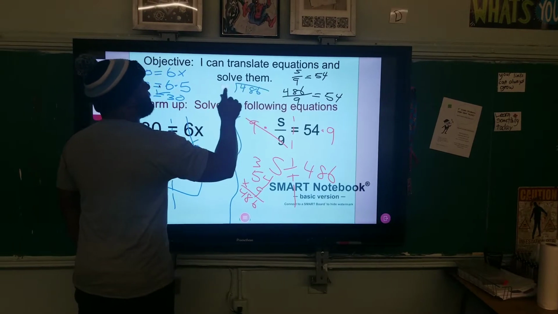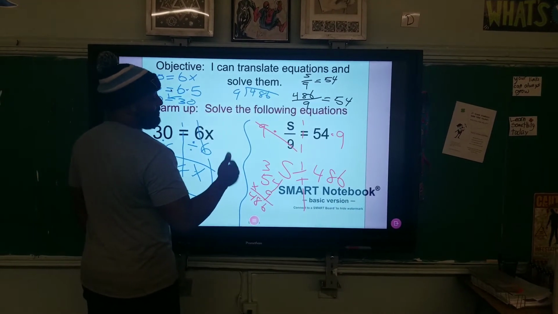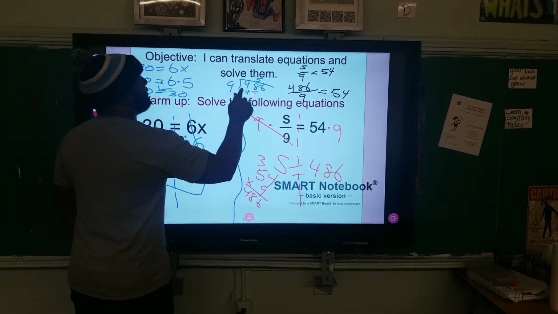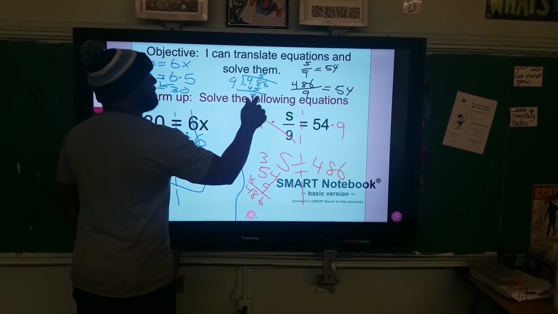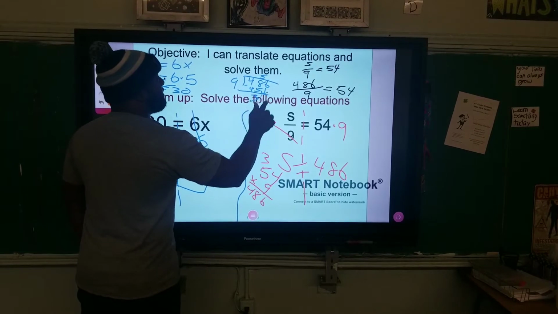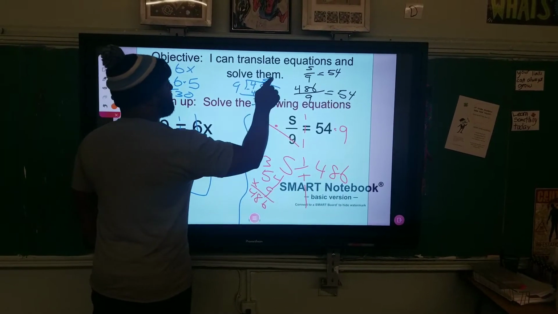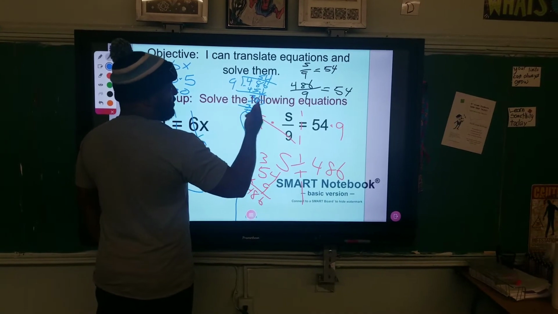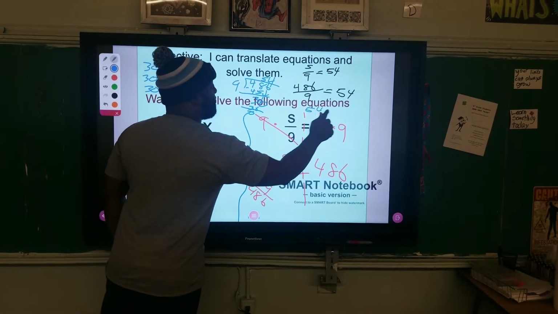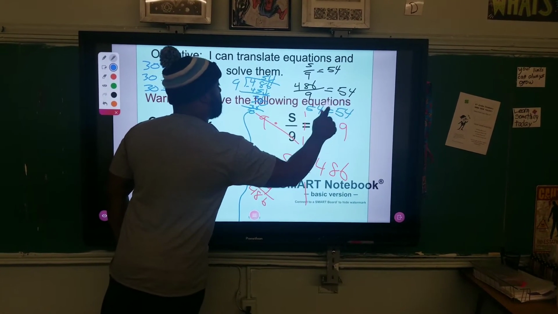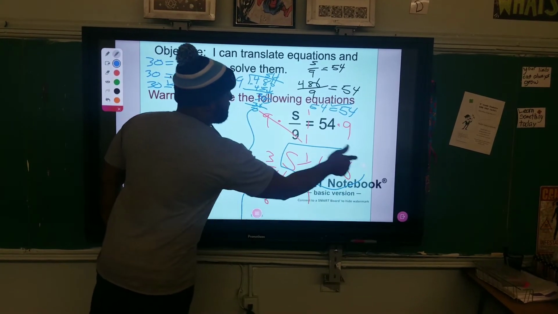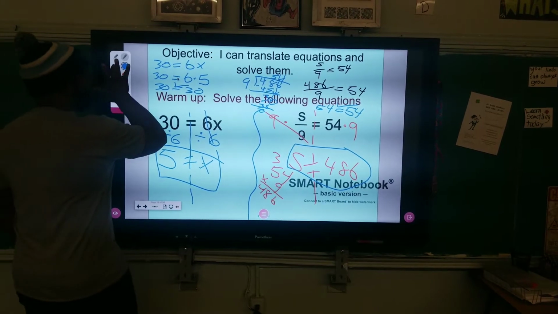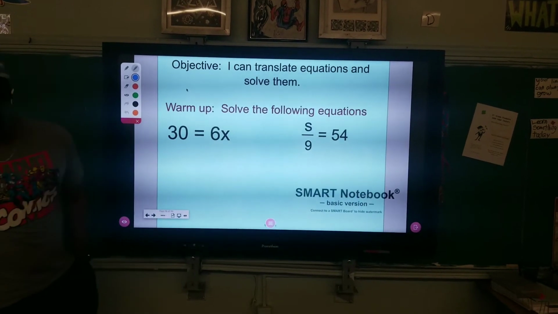486 divided by 9. 9 goes into 48 5 times. That's 45. We'll do a little subtraction. 8 minus 5 is 3. Bring down our 6. 9 goes into 36 4 times evenly. And that works. So that means 54 equals 54. S equals 486 is our answer. I know that's a lot of work, I'm sorry, but it's not a problem. I'm sure you guys all got that.